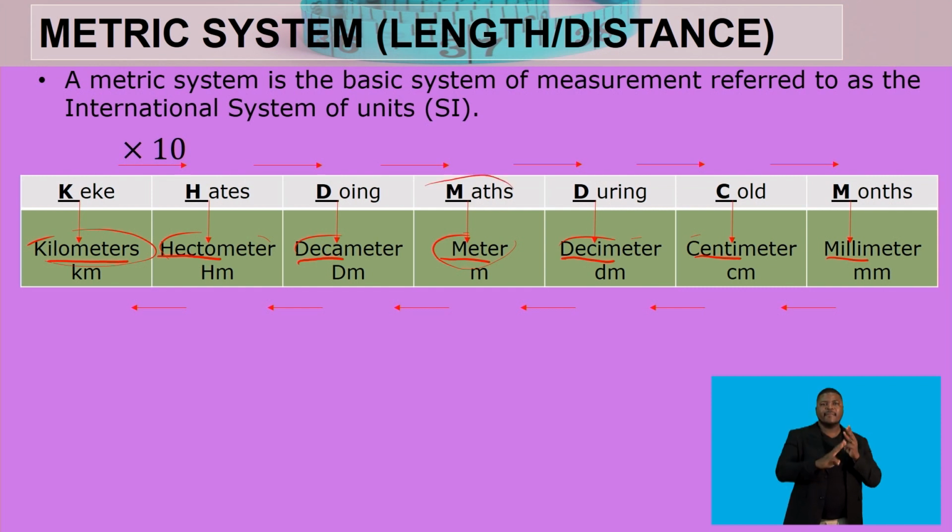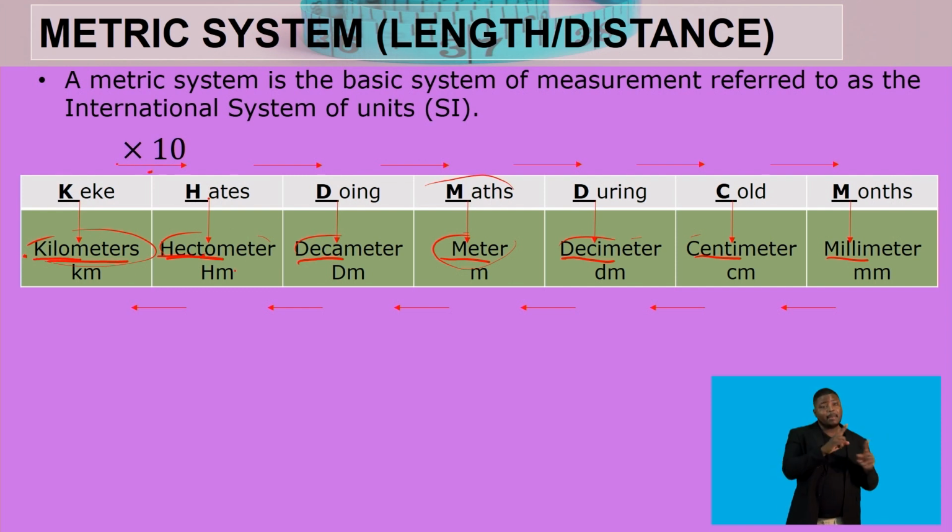So what does that mean? Whenever we are moving from one unit to another, we have to either multiply or divide by the number of times that we are moving between units. For example, if I move from kilometers to hectometers, I multiply by 10 because I'm moving from a big unit to a smaller unit.